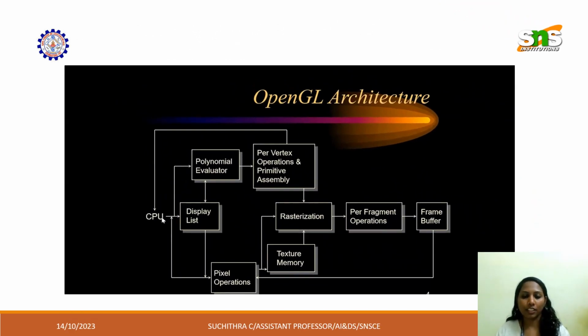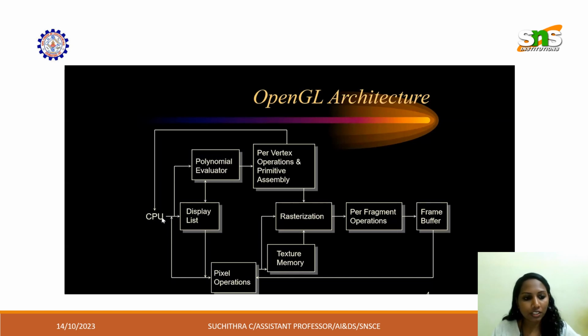Then we go on to see the OpenGL architecture. Here we can see the architecture. Commands are either accumulated in a display list or processed immediately through the pipeline. Display lists allow for greater optimization and command reuse, but not all commands can be put in a display list.